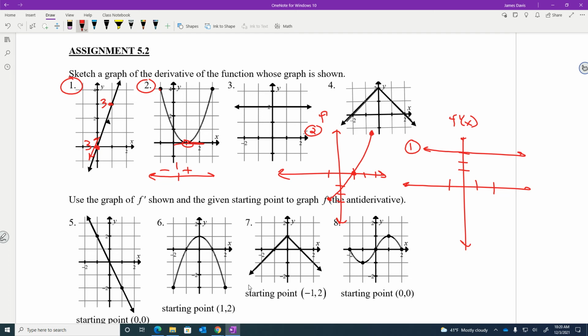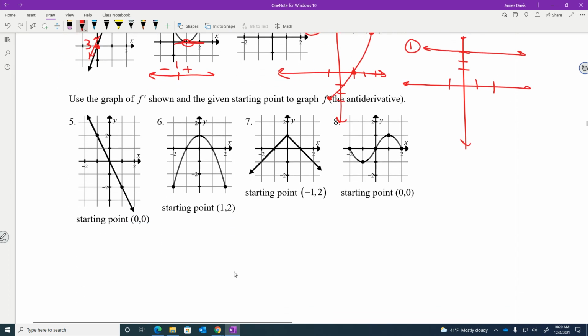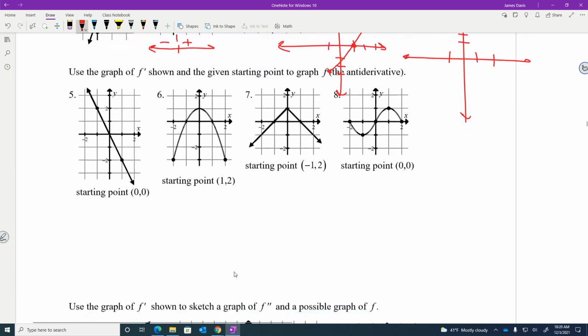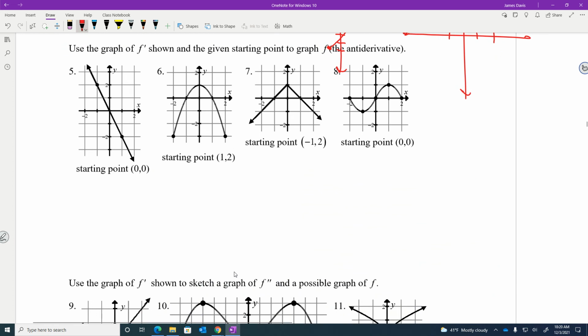So you guys can do those other 2, 3, and 4. Let's try a couple of these. So we're supposed to now do the opposite. We're given a graph of the derivative, and then we have to do a graph of the original function.